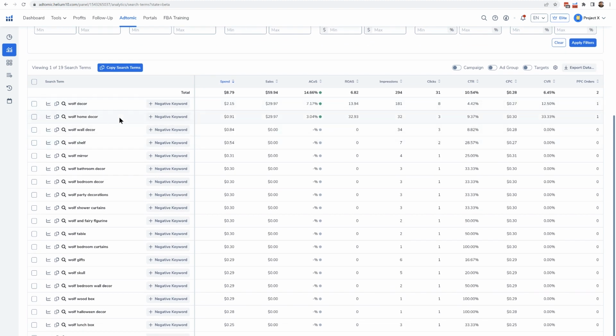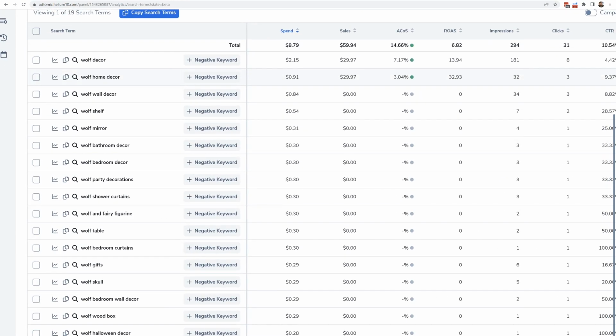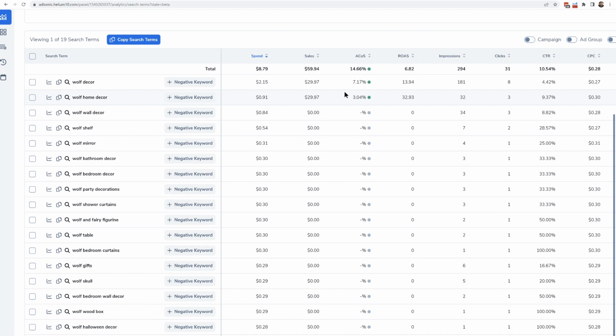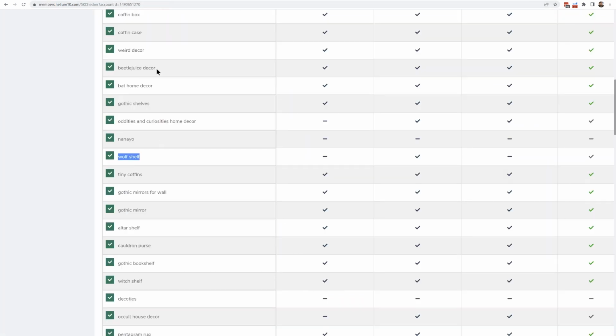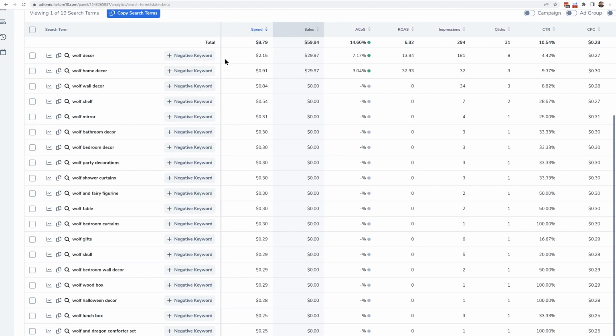But look at all of this action I got on auto and broad campaigns that had the word wolf in it. Wolf decor, wolf home decor. I actually got sales, conversions, and very high click-through rate on these keywords. And so the word that I was looking for was, what was it? Wolf shelf. All right. So shelf, we know that I get action on shelf because of coffin shelf. And look here, thanks to me getting a lot of action on words that have wolf, Amazon went and indexed me for wolf shelf.